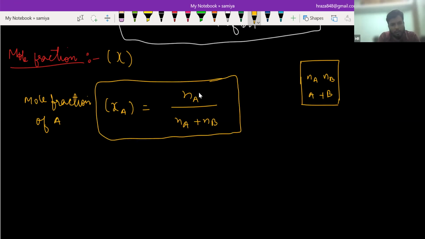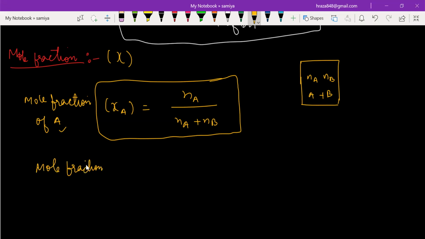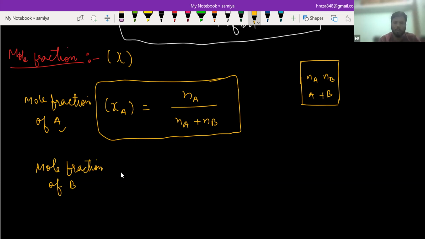Whenever we need to calculate the mole fraction, like mole fraction of A, number of moles of A will be in numerator upon total number of moles in the container. Here only 2 are present. If there are four components present, in denominator all the 4 number of moles will be written. Did you get it? Yes. Now mole fraction of B: chi B will be equal to number of moles of B upon number of moles of A plus number of moles of B.